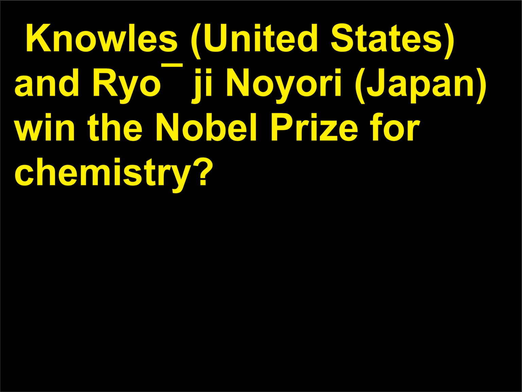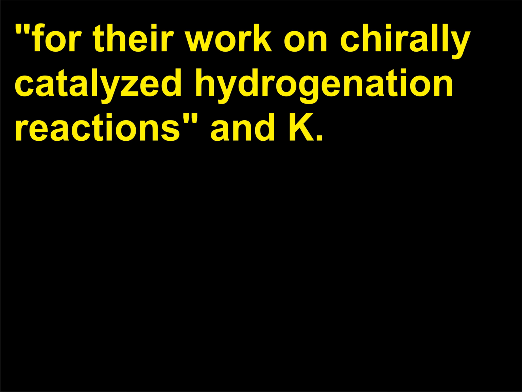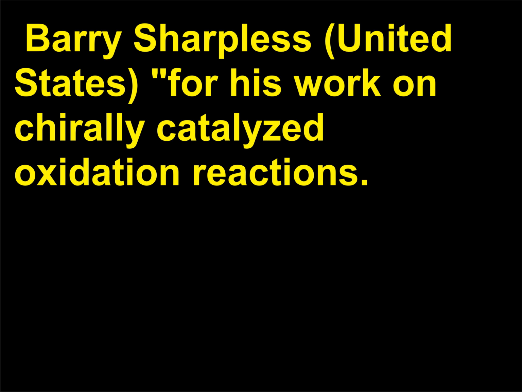Why did William S. Knowles, United States, and Ryoji Noyori, Japan, win the Nobel Prize for Chemistry? For their work on chirally catalyzed hydrogenation reactions, and K. Barry Sharpless, United States, for his work on chirally catalyzed oxidation reactions.